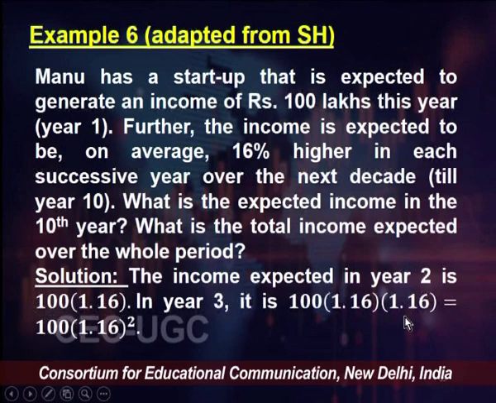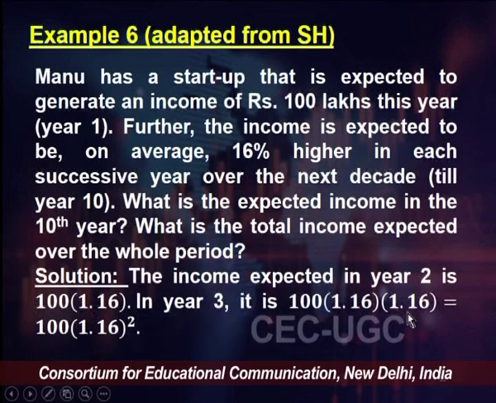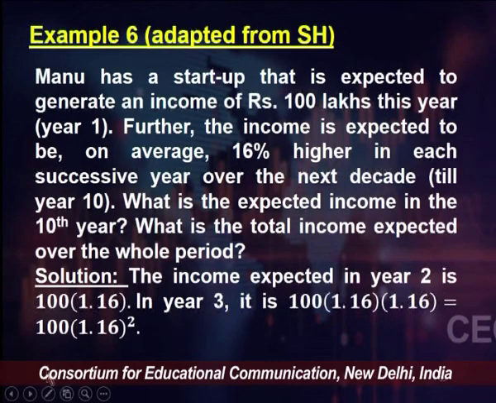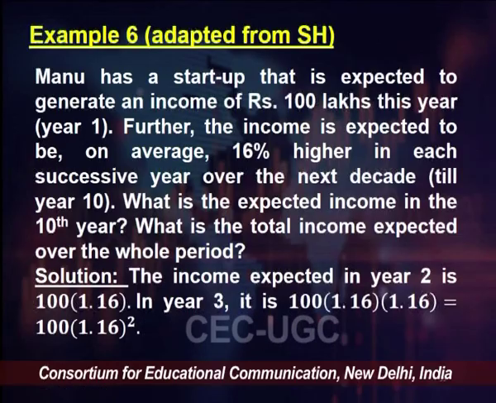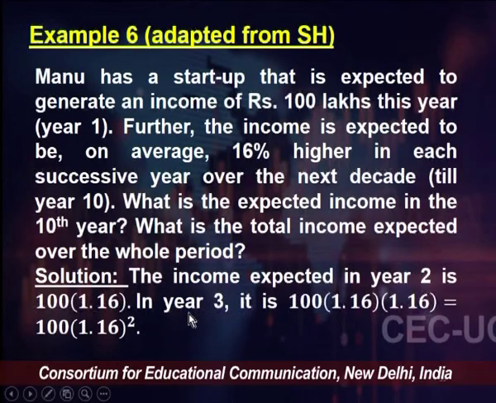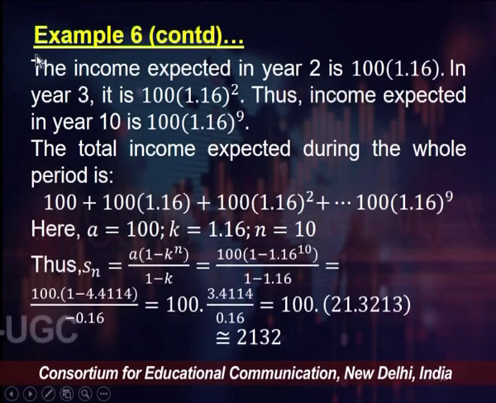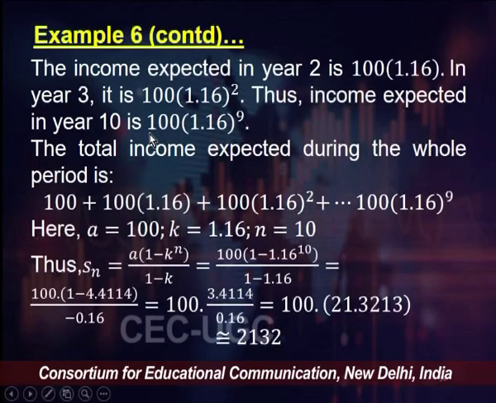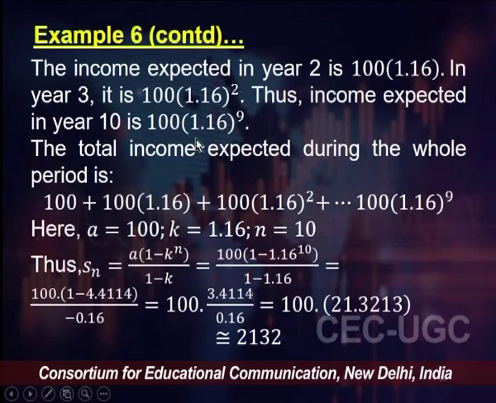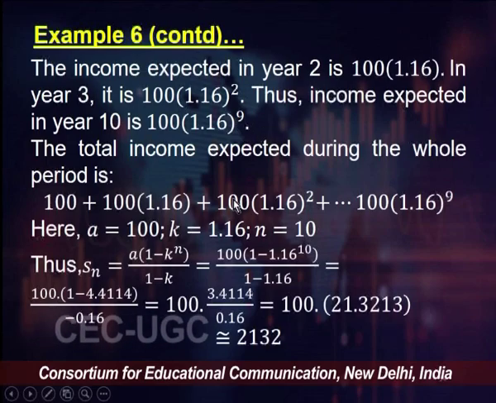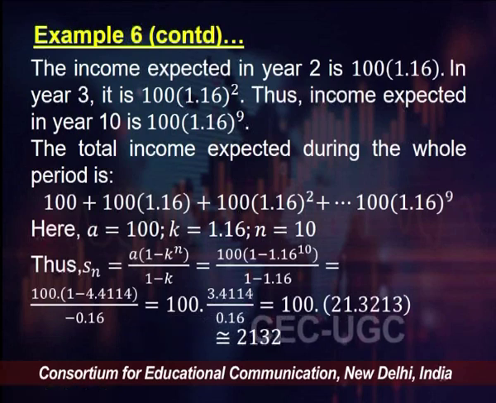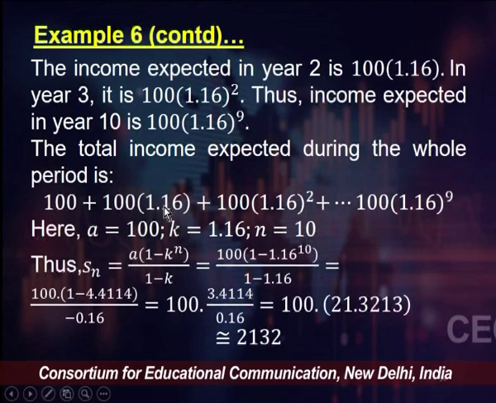will grow again further. It will be 16% higher. So, 1.16, there will be another factor. So, in year 3, the expected income is 100 times 1.16 to the power 2. So, if you notice the pattern of things here, if I talk about year 10, then in this way the income expected in year 10 is going to be 100 times 1.16 to the power 9. So, this will be the income in year 10, and the total income that Manu can expect to get during this whole period would be 100 plus 100 times 1.16 plus 100 times 1.16 the whole squared, and so on till 100 times 1.16 to the power 9.